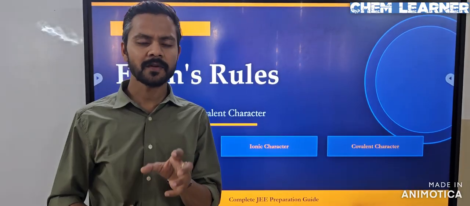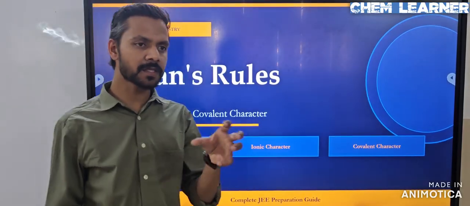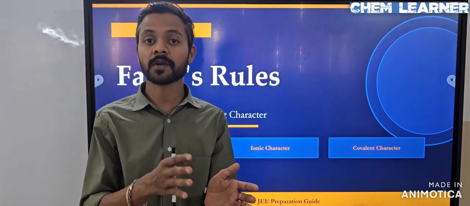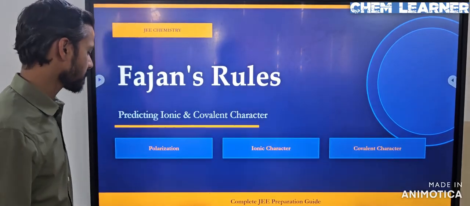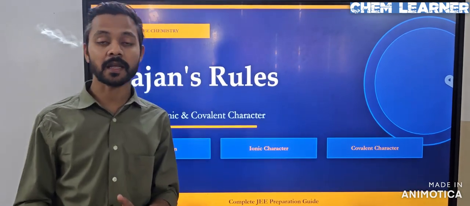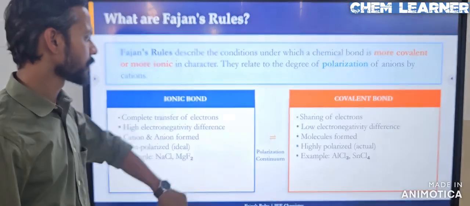Now, in Fajan's rule, we are going to see which atom will be more able to attract the electron cloud of the other atom. In Fajan's rule, what we are going to study is the polarization, the ionic character and the covalent character in a chemical bond. Now we are moving further to the next slide.